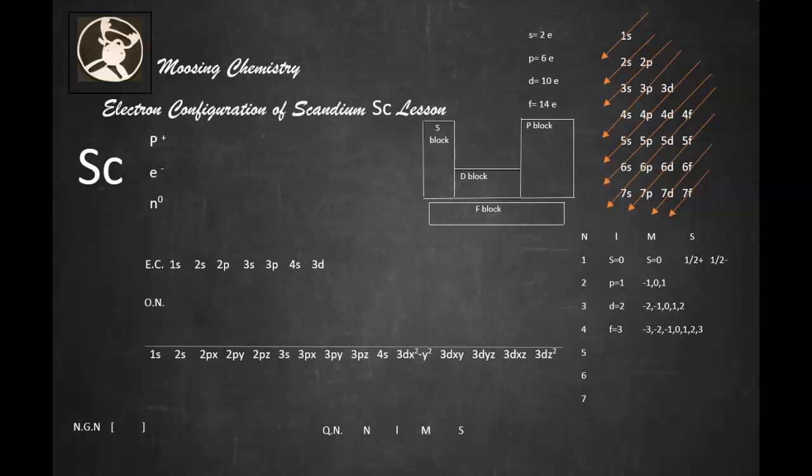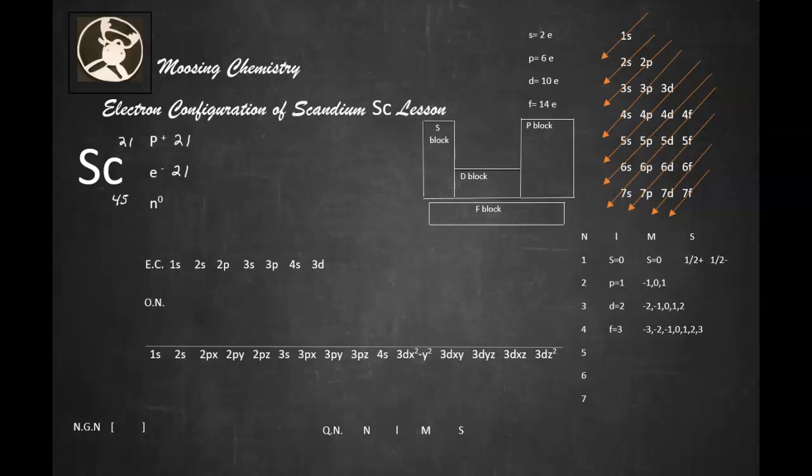This is the electron configuration of scandium, Sc, lesson. Scandium is the 21st element on the periodic table, so we write 21 here for our atomic number, and its atomic mass unit is going to be 45. Scandium has 21 protons, since the atomic number is 21, and since it's electrically neutral, it also has 21 electrons.